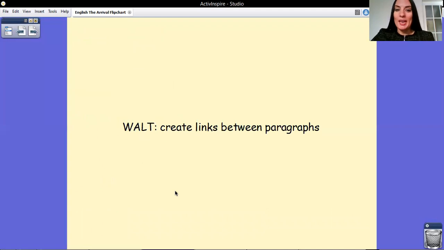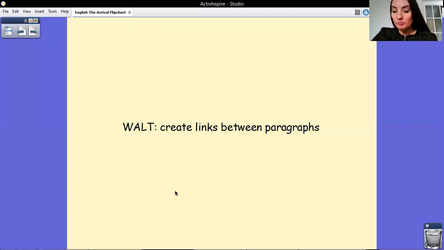Okay, now we're looking at improving our work. So we've edited our basics and now we're looking at things that we've looked at throughout the week and seeing if we can have included them or we can improve them now. So one of the things you looked at was creating links between paragraphs. And we spoke about that yesterday as well, writing our ending.